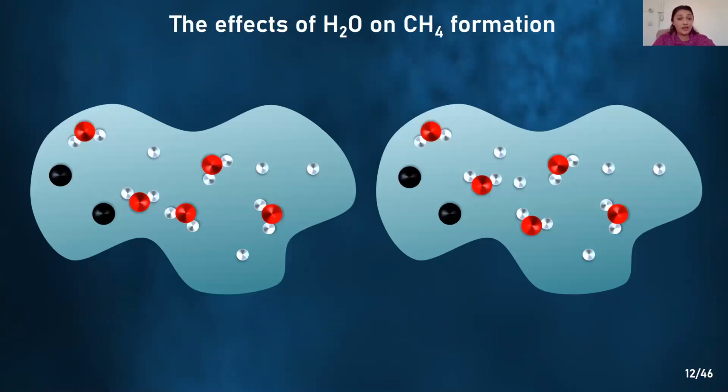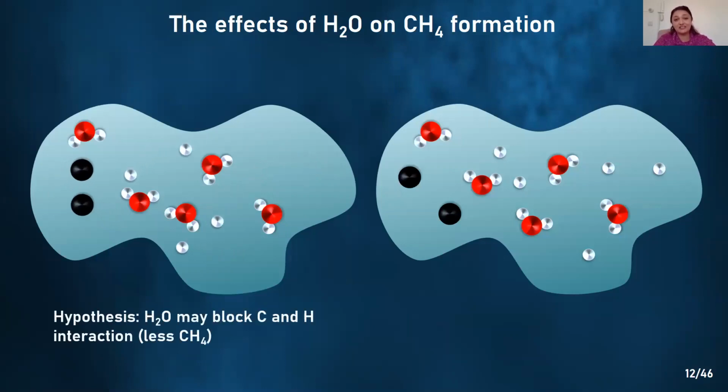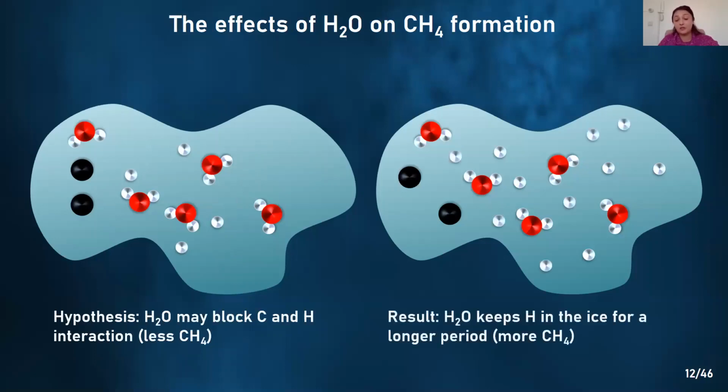So one of the concerns we had was whether water would block C and H from meeting each other in the ice. To some extent, water probably does block C and H. However, this seems to be overpowered by the fact that water increases the residence time of hydrogen in the ice. And this may be partially due to the increase in the sticking coefficient and binding energy of hydrogen. And also water provides a larger surface area for hydrogen to adsorb to. So there's actually more hydrogen available to react with carbon than if water wasn't present.